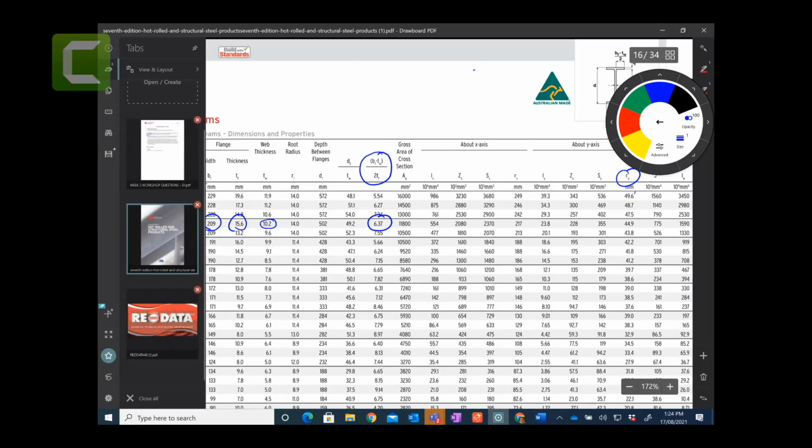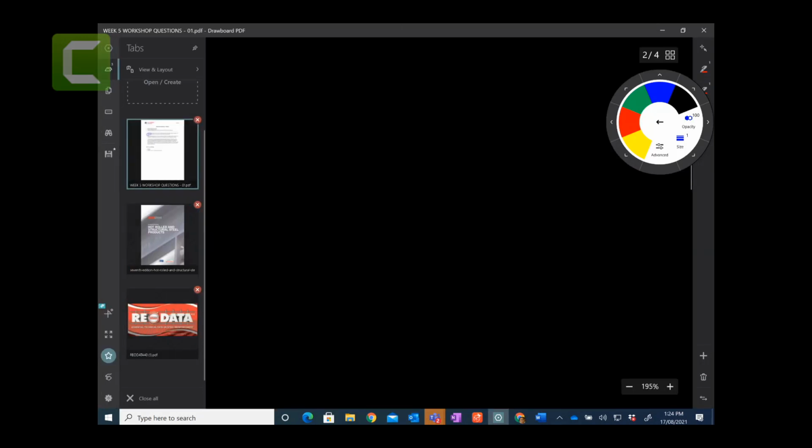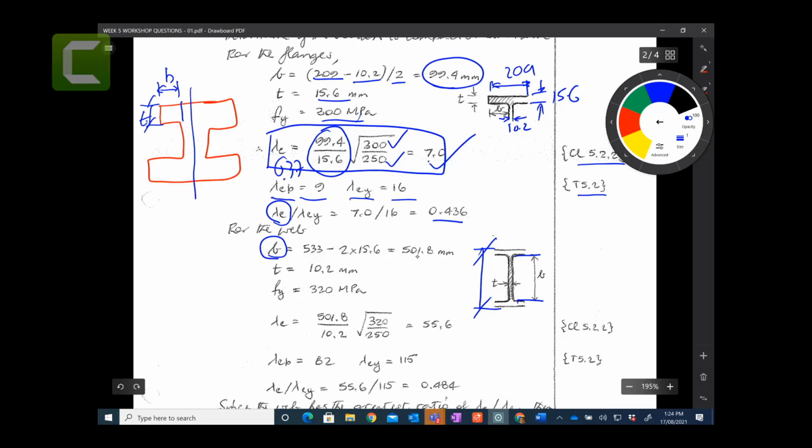So all the dimensions are given here. Okay, so we have this B which is 501.2, thickness 10.2, given in the OneSteel table. Fy is 320 for web. Where it is, I can show it to you here.